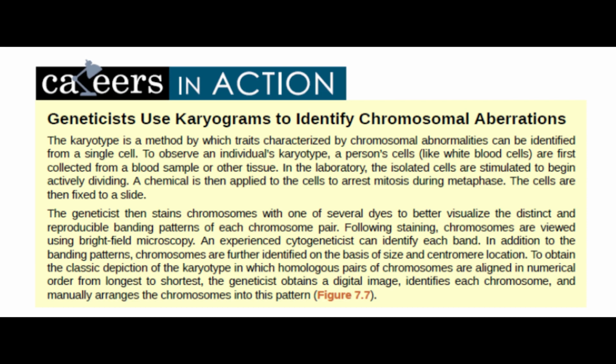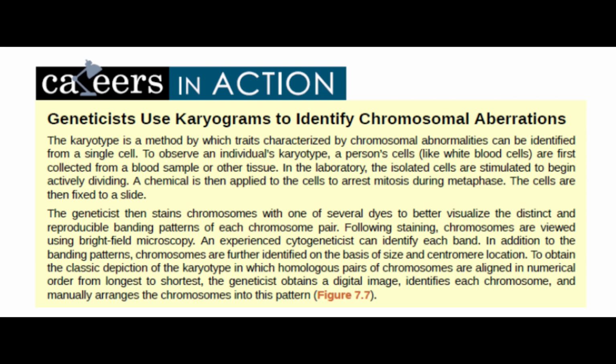To observe an individual's karyotype, a person's cells, like white blood cells, are first collected from a blood sample or other tissue. In the laboratory, the isolated cells are stimulated to begin actively dividing. A chemical is then applied to the cells to arrest mitosis during metaphase. The cells are then fixed to a slide.